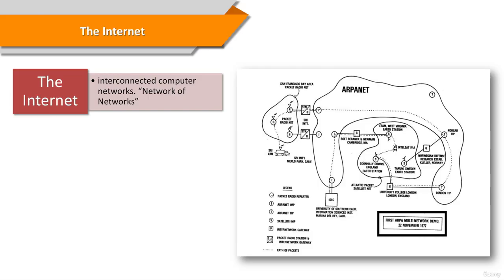It's a network of networks that consists of millions of private, public, academic, business, and government networks of local to global scope that are linked by a broad array of electronic, wireless, and optical networking technologies. The Internet carries an extensive range of information resources and services, such as the interlinked hypertext documents of the World Wide Web, WWW, and the infrastructure to support email.